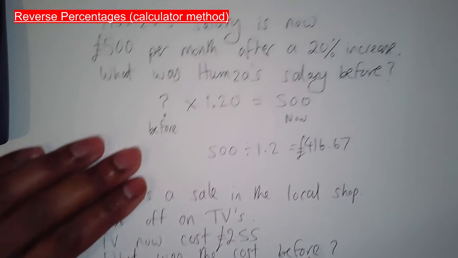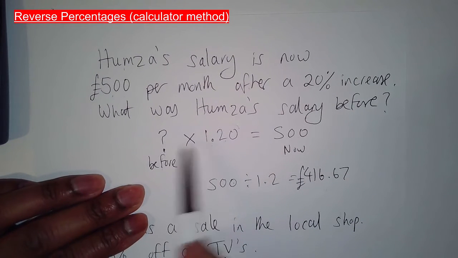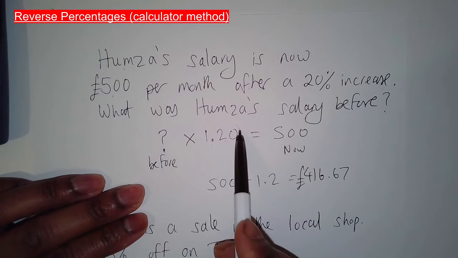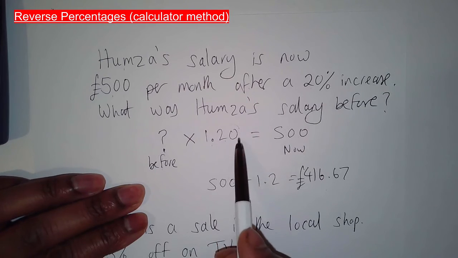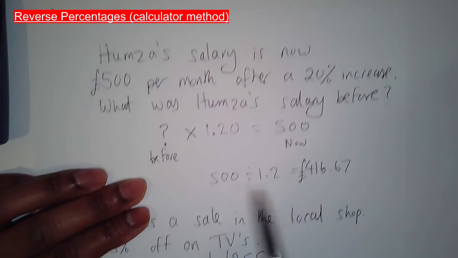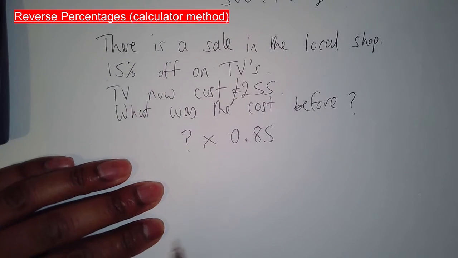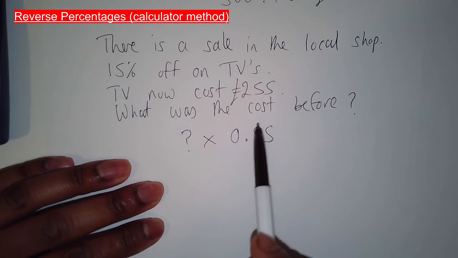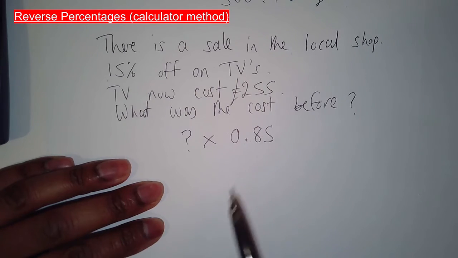Whereas here, if you remember, we were increasing Hamza's salary before to what it is now. To increase something by 20%, it was 1.20 or 1.2. But to decrease, it needs to be 0 point something. Right, and that 15 and the 85 add up to 100, so it's going to be 0.85. So a 15% decrease is the same as multiplying by 0.85.